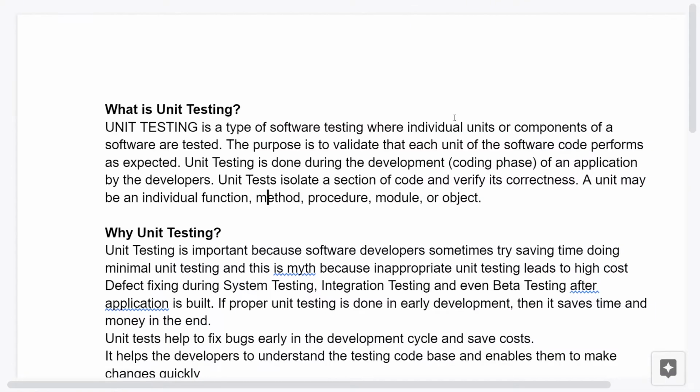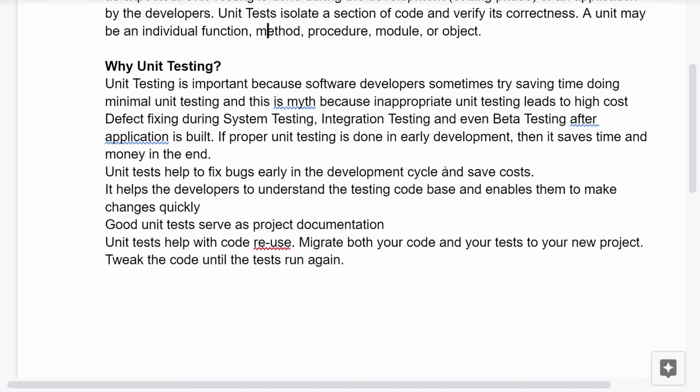Okay, so why do we use unit testing? Unit testing is important because software developers sometimes try to save time by doing minimal unit testing, and it's a mess, because inappropriate unit testing leads to high-cost defect fixing during system testing, integration testing, and even beta testing after the application is built.